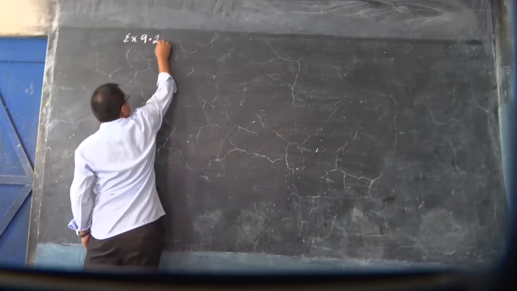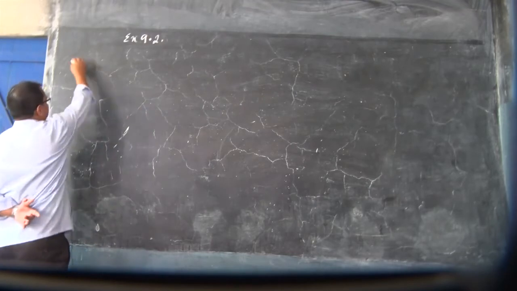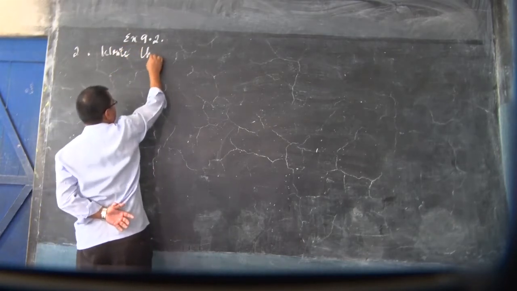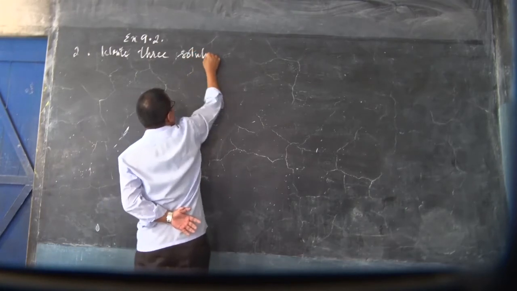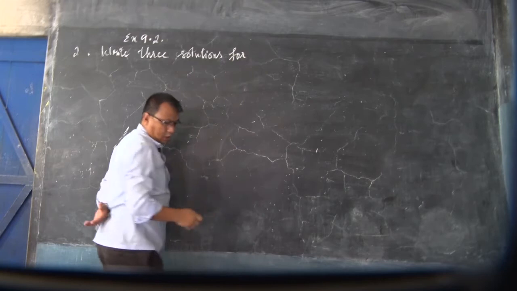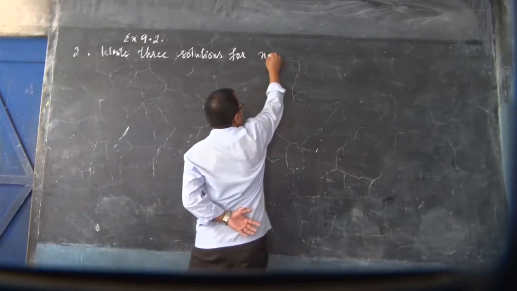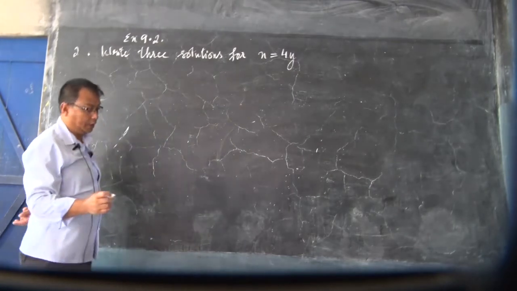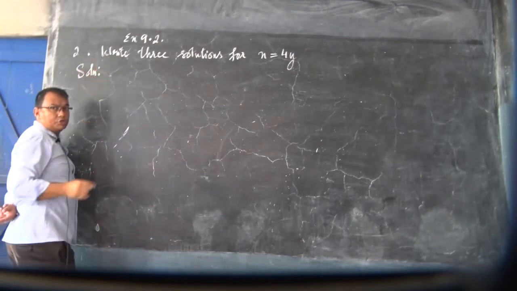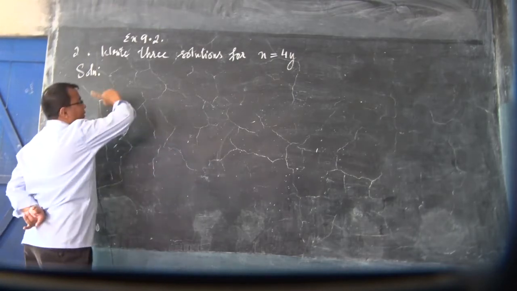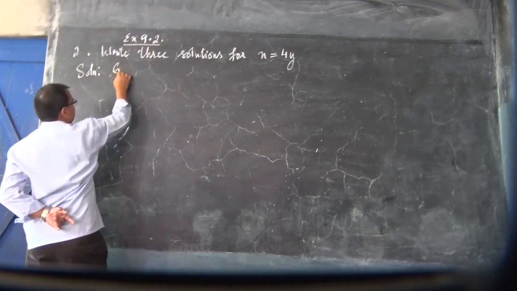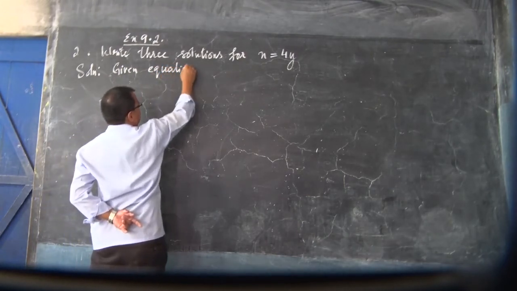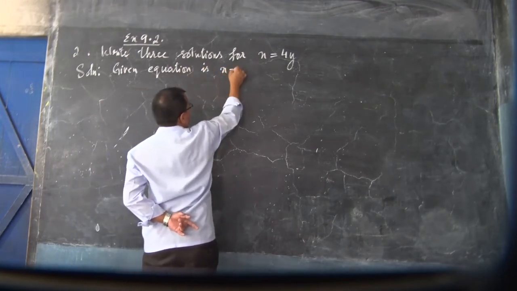Exercise 9.2, question number 2. Write 3 solutions. I can take one question from there, question number 1: x equals 4y. How can we make 3 solutions for x equals 4y? As in the previous exercise 9.1, we start with the given equation x equals 4y.